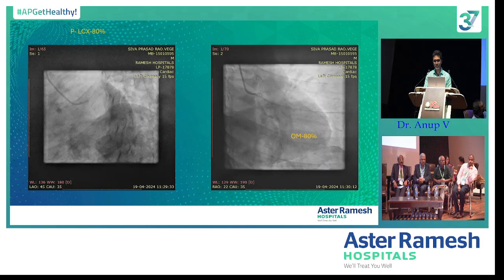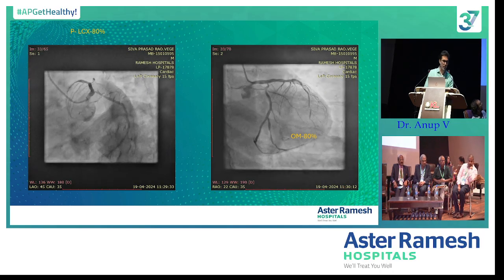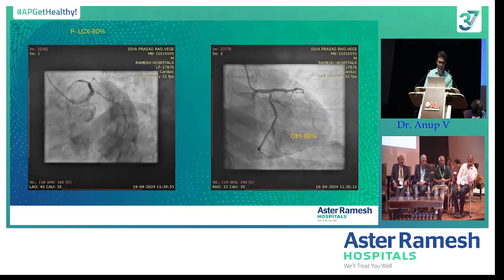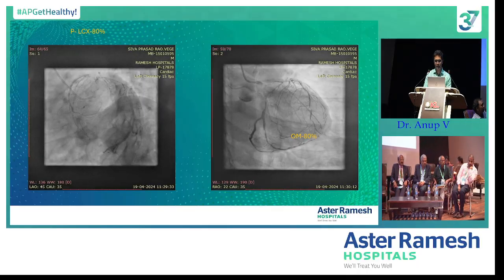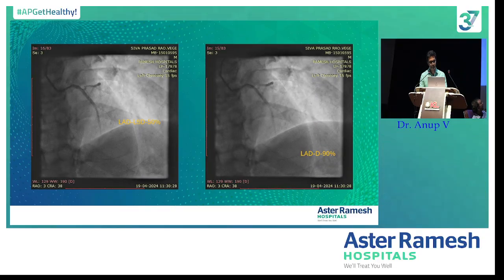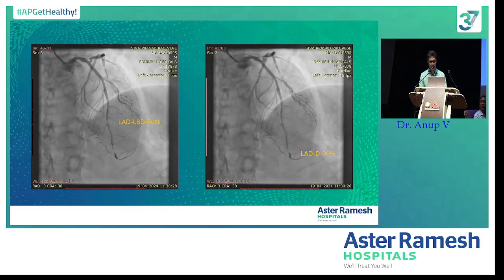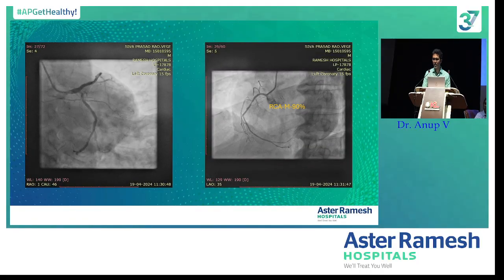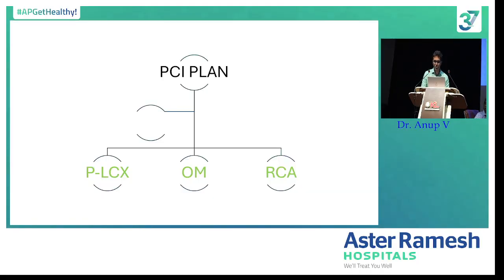So we planned for a cath angio here. I'll show you a short run of the cath angio, which showed plaquing in LM, and then proximal LCX was 80%, OM was 80%, and LAD distal was a long segment 50%, and discrete distal was 90, and RCA mid was 90. So our plan in this case was to stent proximal LCX, OM and RCA.